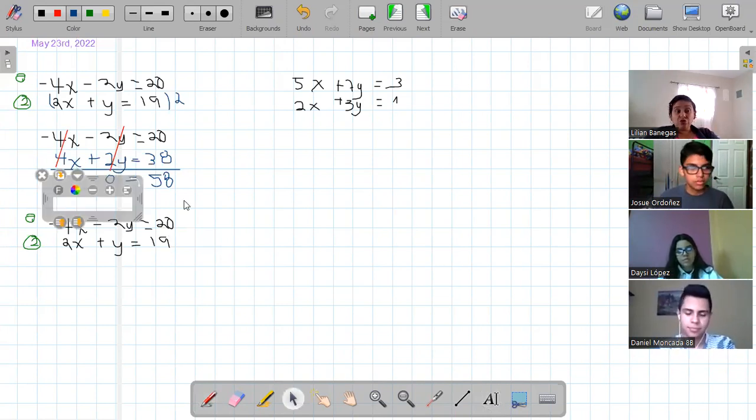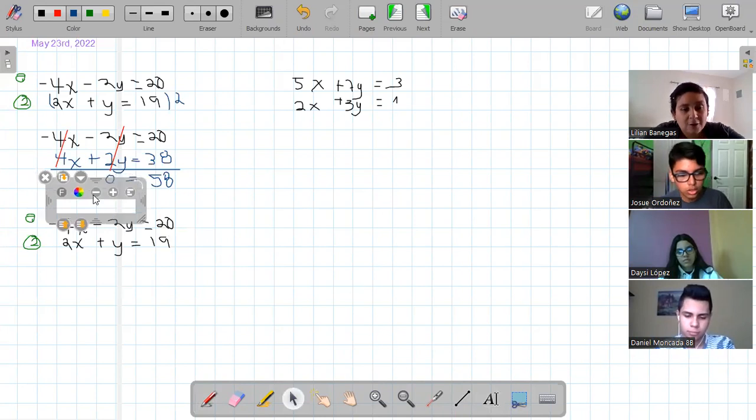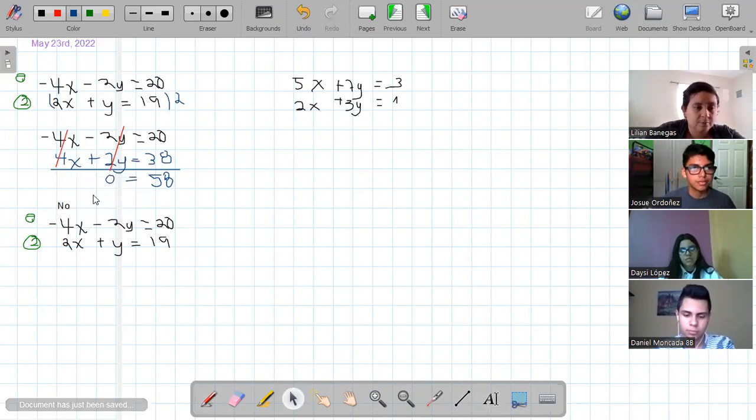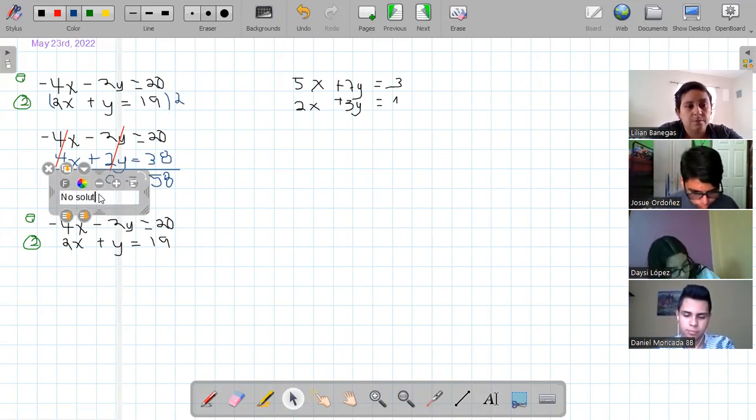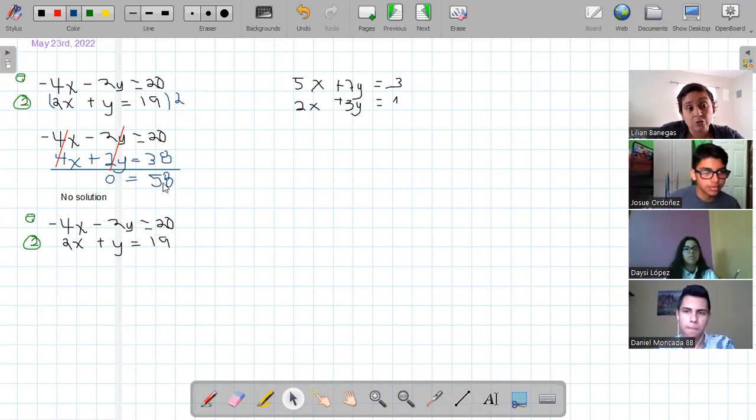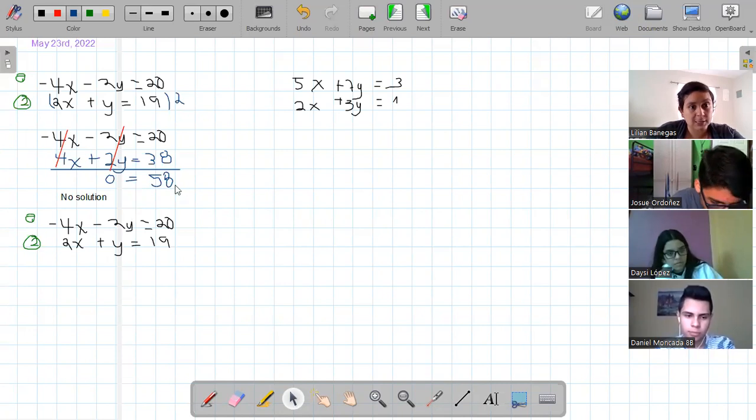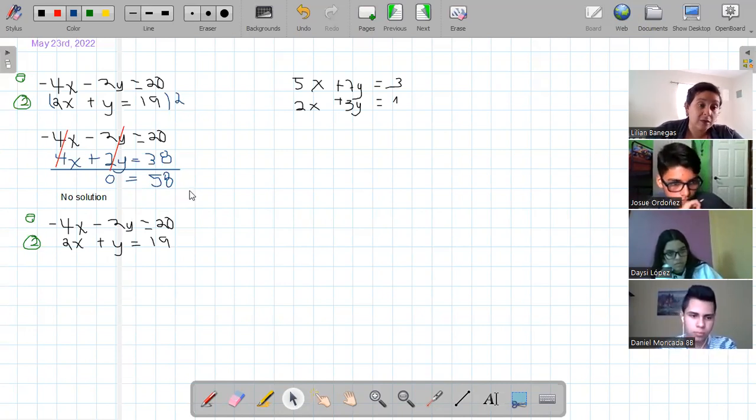So what is my solution? No solution. Actually, is there no solution? Very good. So it is no solution. This is how you identify a no solution, when it is something not true: 0 equals 58. Okay, now let's do it with substitution. We are supposed to get exactly the same answer, no solution, but with another method, okay?